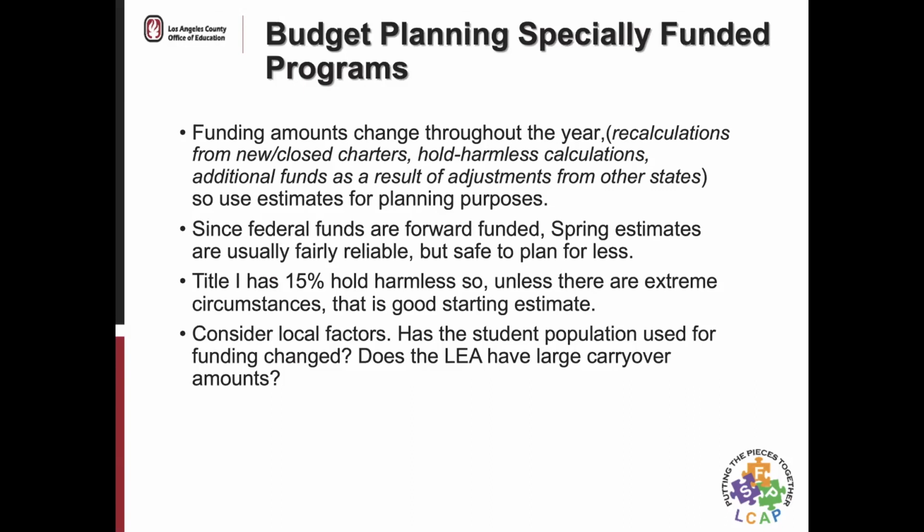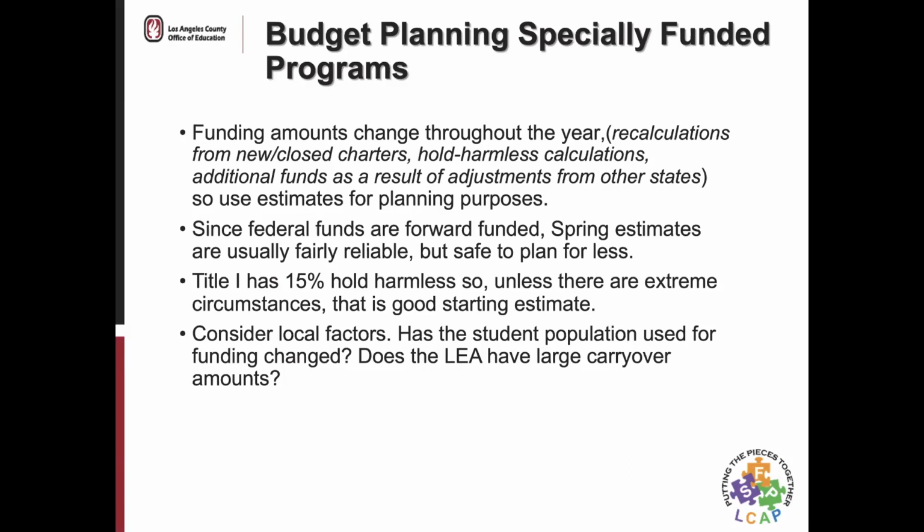Since federal funds are forward funded, you can get an estimate in the spring. They're usually fairly reliable, safe to plan for less, but Title I has a hold harmless clause. And that means you're held harmless at either 85, 90, or 95% of your prior year's amount, all things being equal, unless the whole federal allocation goes down. So unless you had a significant change in your student population, usually your Title I hold harmless should keep you at least a minimum of 15% of what you got in the prior year.